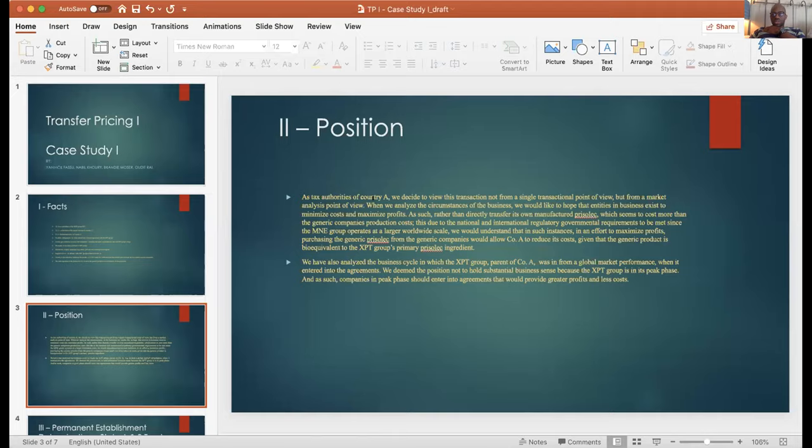profit, we would hope that most of these entities aim at minimizing cost and maximizing profits. As such, rather than directly transferring its own manufactured Price Select, which in our view seems to cost way more than the generic company's production cost within country A, for any business entity that is in business to maximize its profits, we would like to think that it's an option that makes more business and economic sense to reduce your cost by $800 by purchasing the generic company's Price Select within country A.